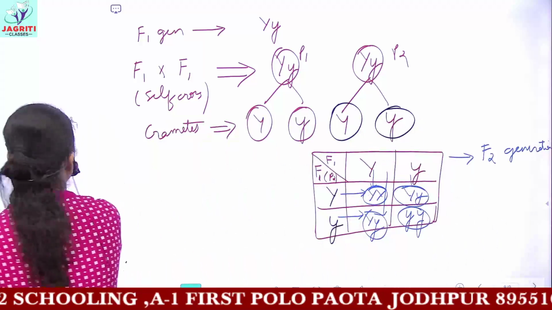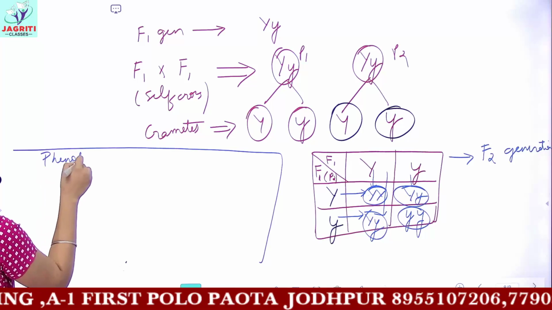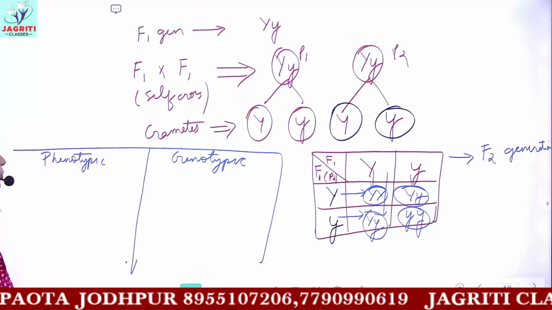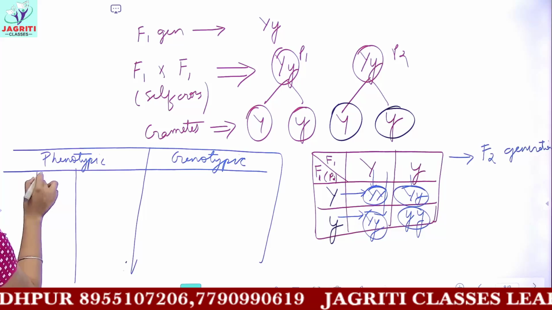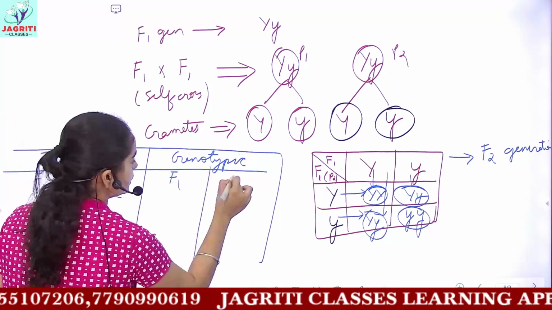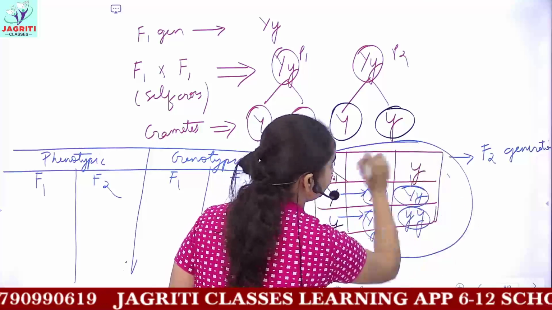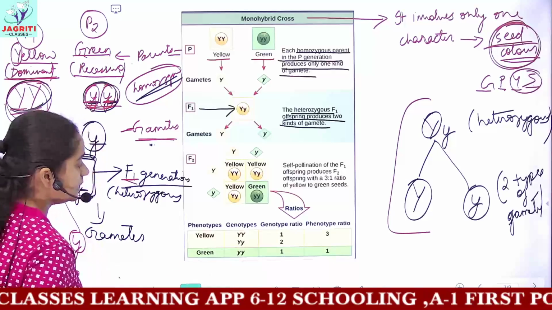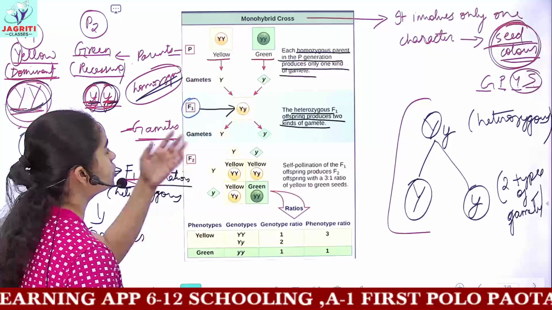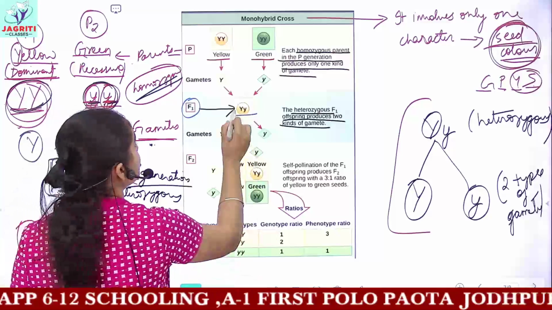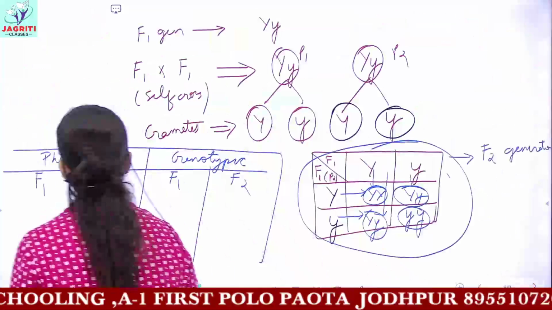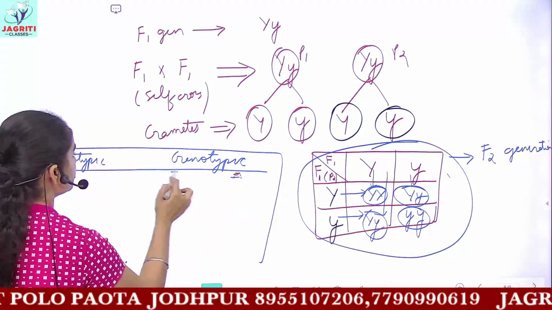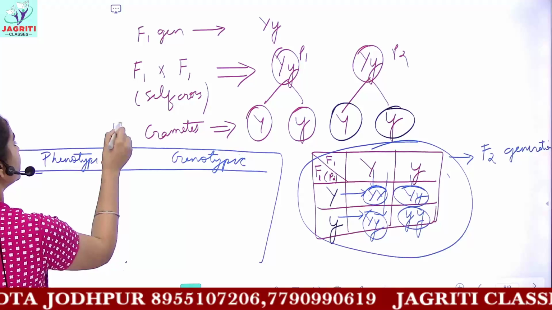Now you have to find the phenotypic ratio and the genotypic ratio of F1 and F2. So talking about the phenotypic ratio of F1, let's move on to the F1 generation. This whole thing is your F2 generation. In the F1, as it is also given here, the phenotypic ratio was 1:1 and the genotype was Yy. So for F1, there is no need to find the ratio. You can directly find the phenotypic and genotypic ratio for the F2 generation.